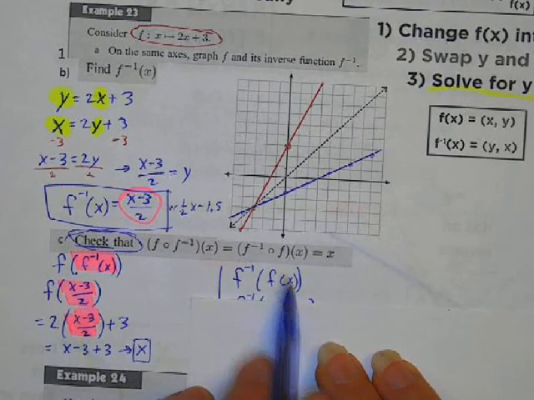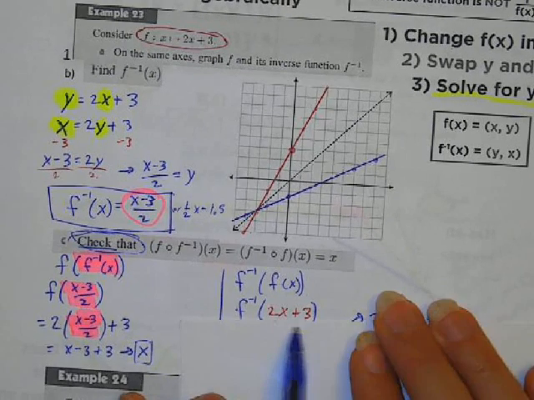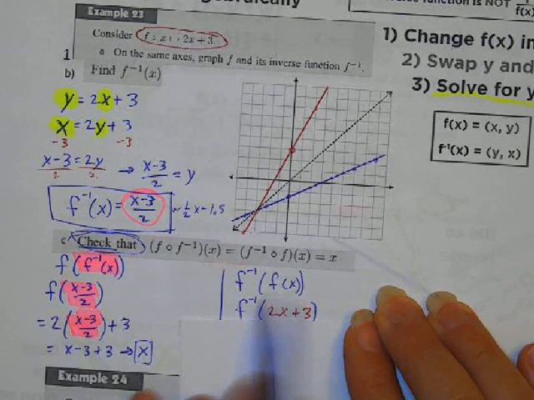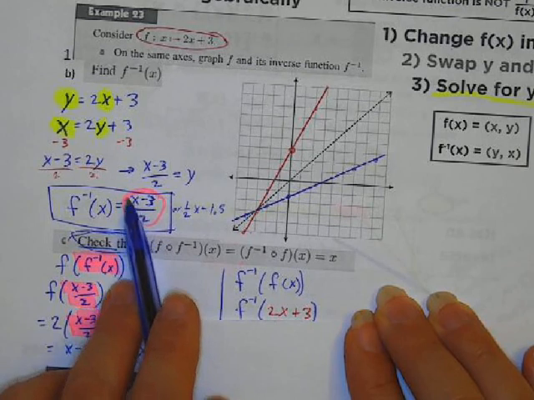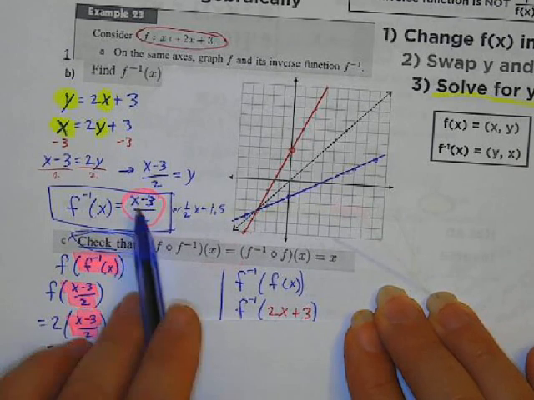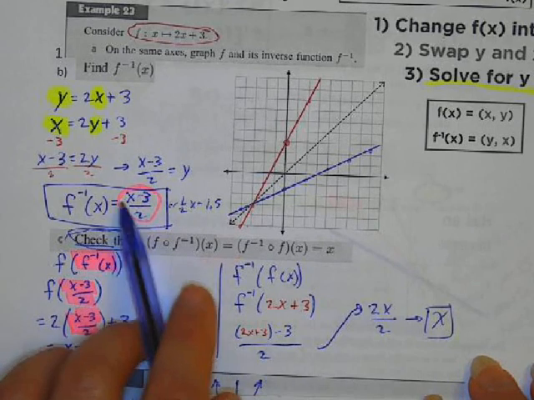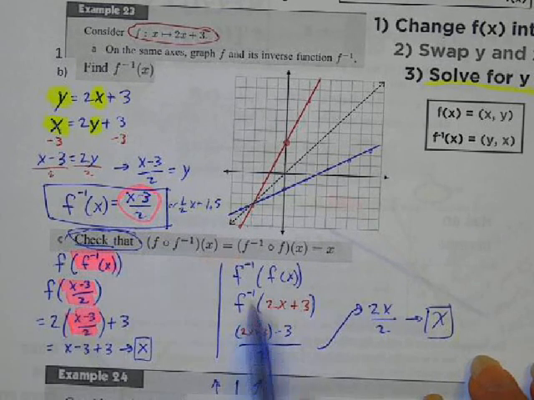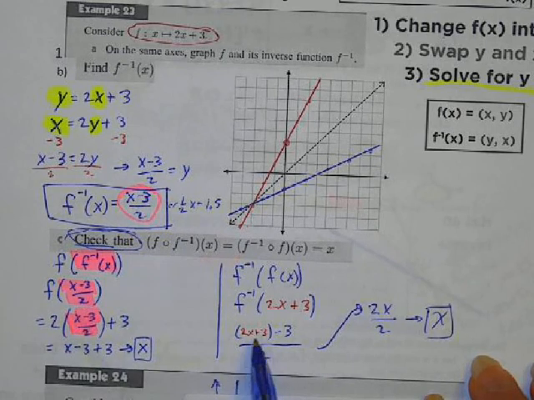f of x is 2x plus 3, so I'm going to put that in here, 2x plus 3. And then I'm going to plug this red stuff into my inverse formula. Instead of x, I'm going to write 2x plus 3 minus 3 over 2. The 3 minus 3 is going to go away, and then 2x divided by 2 gives me x.